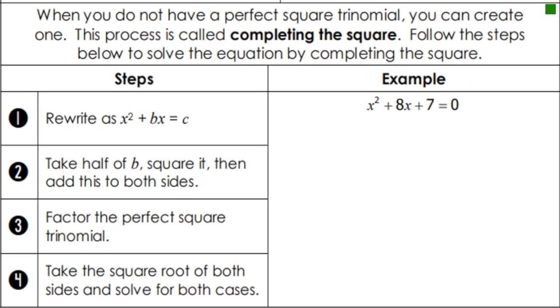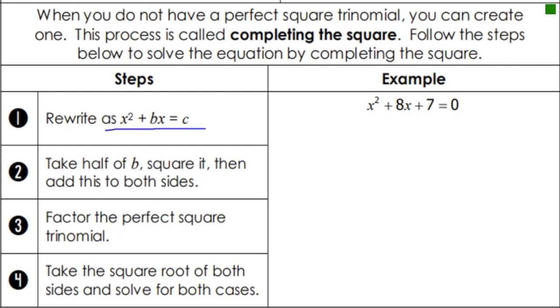Okay, so this is part 2 of completing the square, solving quadratic equations by completing the square. So we have been factoring with a perfect square trinomial on the left, but what happens when you do not have a perfect square trinomial? Okay, well, notice here we do not have a perfect square trinomial, x squared plus 8x plus 7. We can create one. This process is called completing the square. Here are the steps for that.